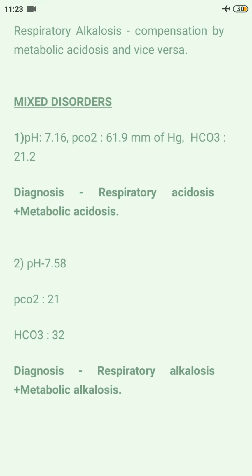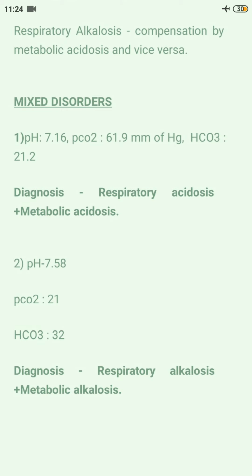Here we can see that the pH is 7.16, so it is definitely acidosis. Now PCO2 is 61.9, it is elevated, and HCO3 minus is 21.2 and it is decreased. If I say that by seeing the PCO2 value that it is respiratory acidosis, then for compensation HCO3 minus has to be reabsorbed, increased, but in this question we are seeing that HCO3 minus is below normal. That means it is a case of mixed disorder and it is respiratory acidosis plus metabolic acidosis.